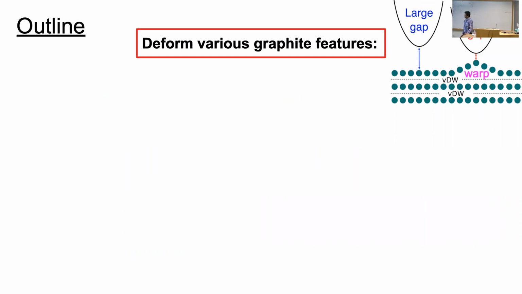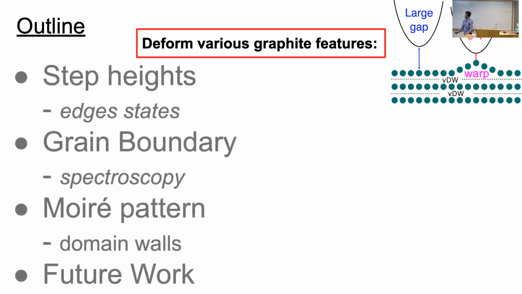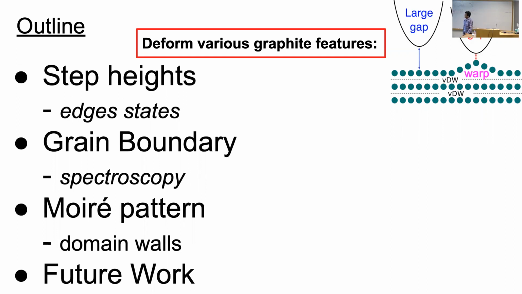So this brings us to the outline of today's presentation, where we are going to bring a tip closer to the graphite surfaces and find as many features as we can, like step heights, grain boundaries, and moire patterns. We are going to deform all of them, and we'll see how far we can go with this simple idea.